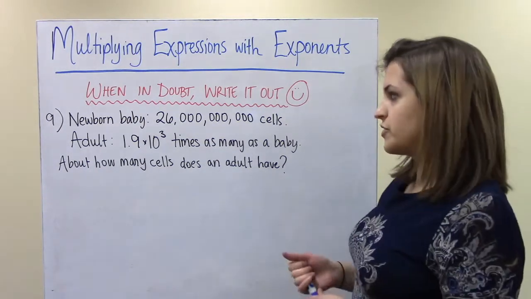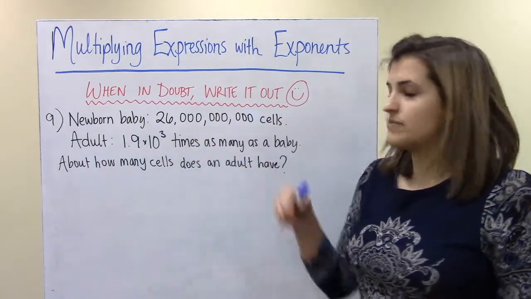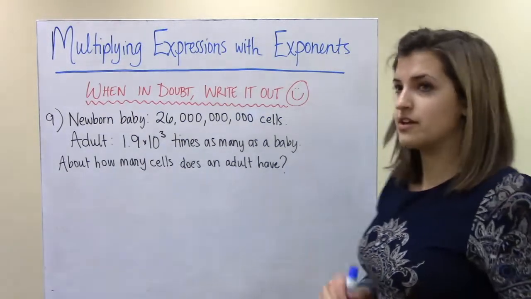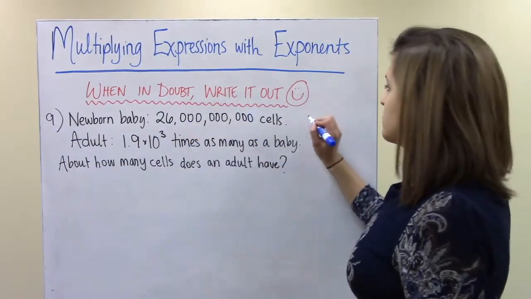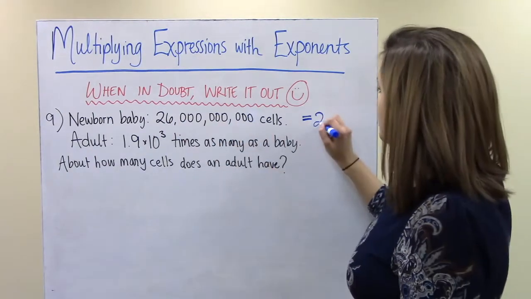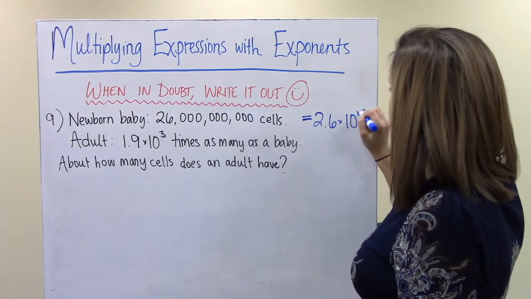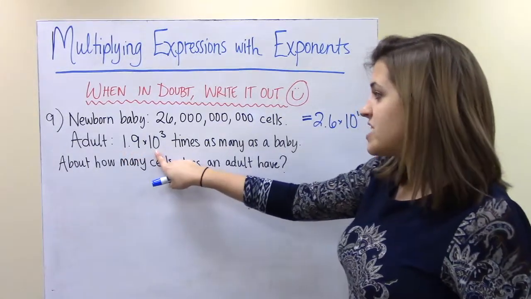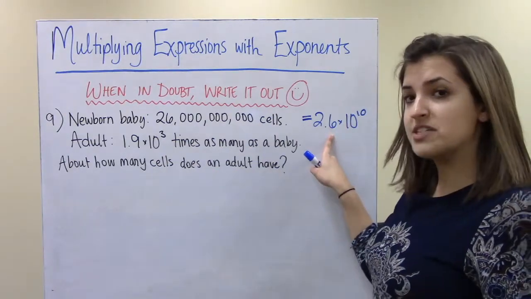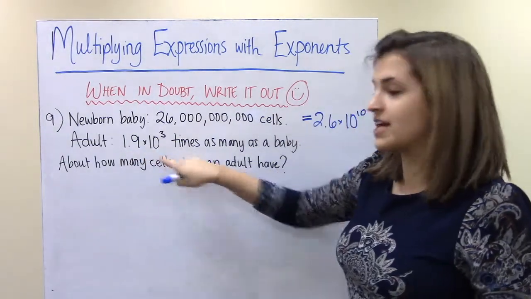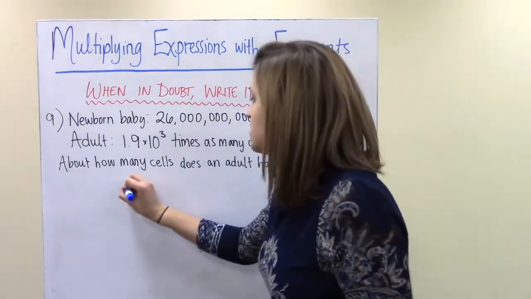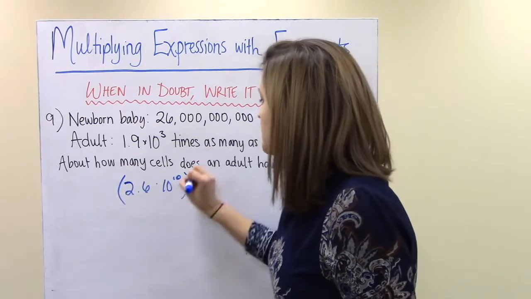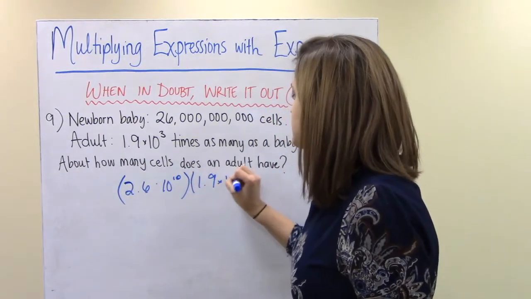Well, there are a few things we need to do here. Let's look back at this number up here. I don't really like all those zeros, and we learned a technique for getting rid of those. It's called scientific notation, and if you think back, this we can simplify to 2.6 times 10 to the 10th. So I'm going to use that. And I'm going to say, all right, so an adult has this many times as many as a baby, so I'm going to take whatever a baby has and multiply it by that. So I will have 2.6 times 10 to the 10th cells multiplied by 1.9 times 10 to the 3rd.